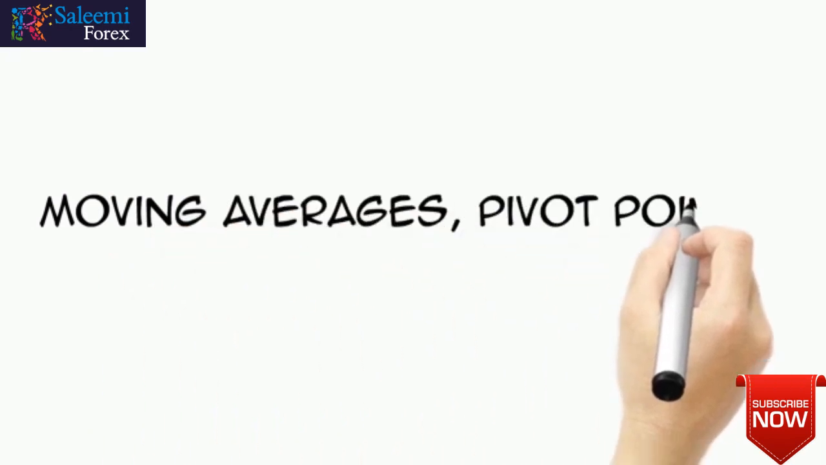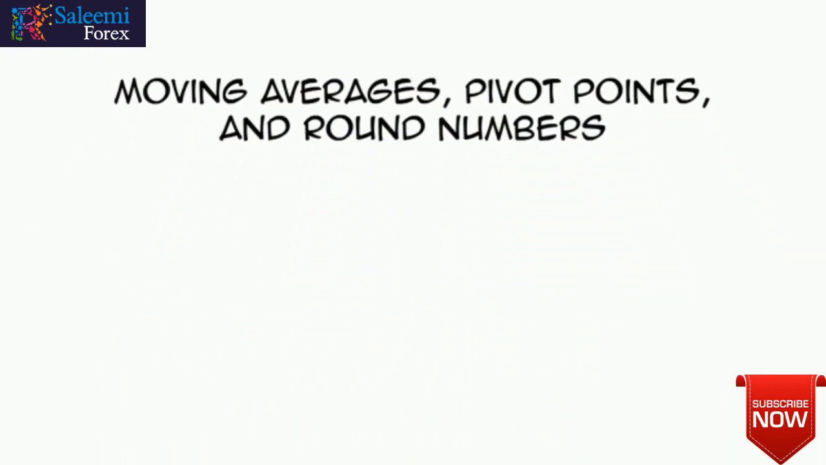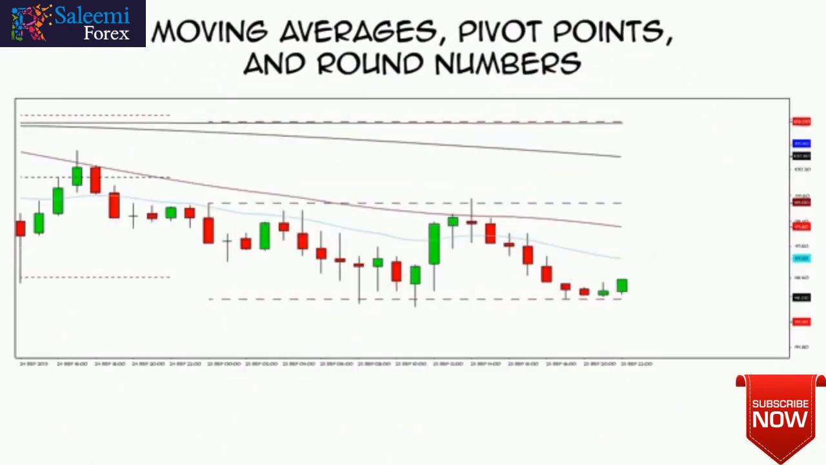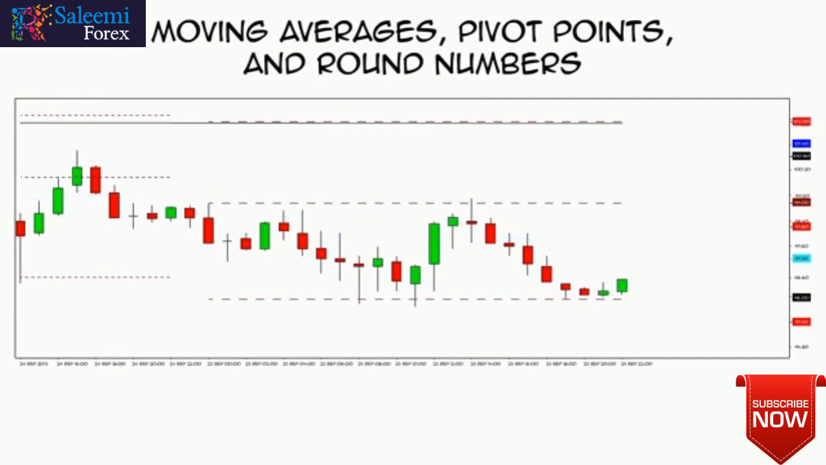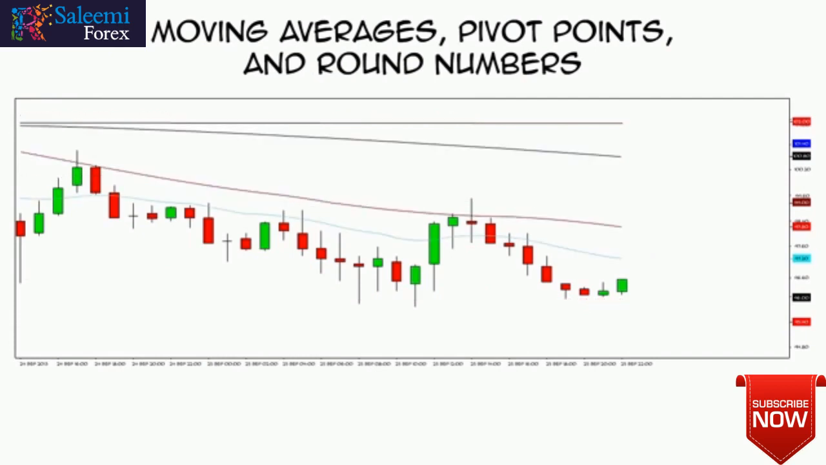Moving averages, pivot points, and round numbers. The least reliable methods to identify support and resistance levels are moving averages, pivot points, and round numbers. Certain key moving averages can be used to add some weight to support and resistance levels that are already under consideration. The most widely followed moving averages are the 200 EMA, the 50 SMA, and the 20 EMA.